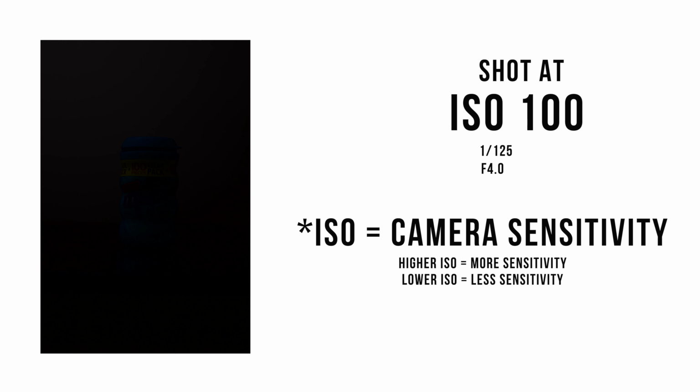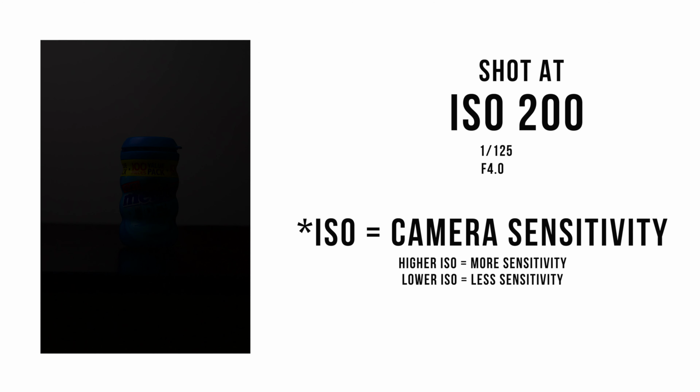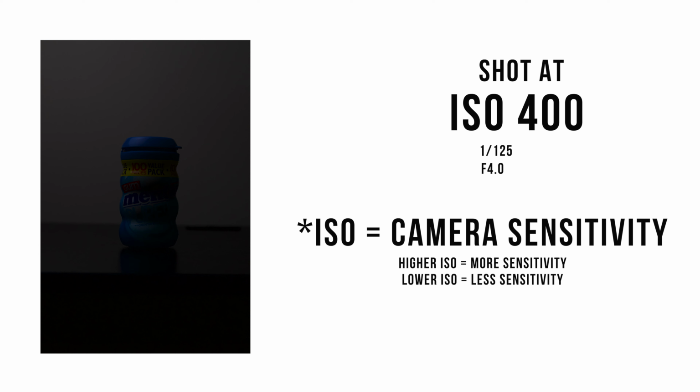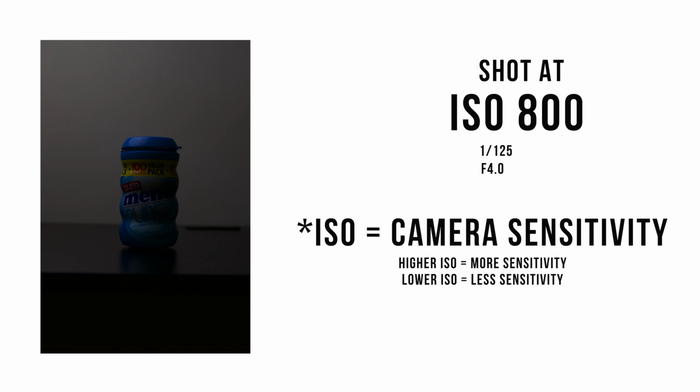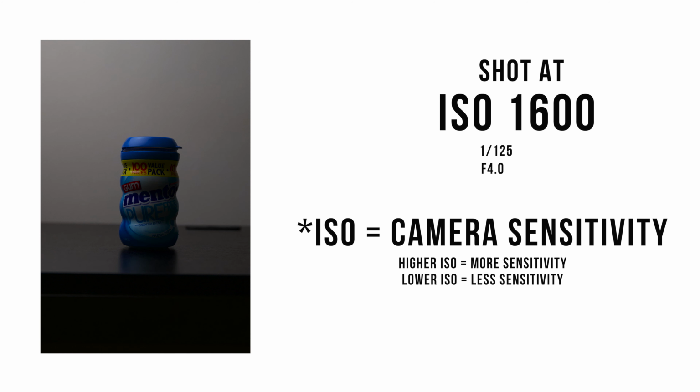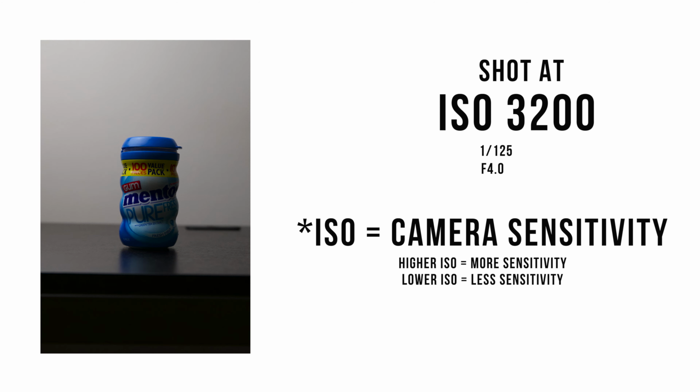Your ISO is your camera sensitivity to light. The lower the ISO number is, the less sensitive your camera is to light. The higher the ISO number is, the more sensitive your camera is to light. So your lower ISOs tend to have darker images and your higher ISOs tend to have brighter images.